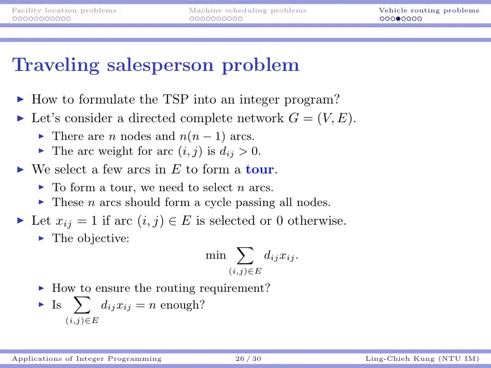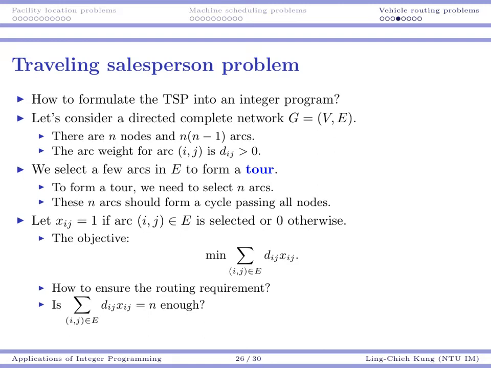And then for each arc, we have the given arc weight, which is dij, which is non-negative. I mean here in this case, let's say it's positive. We are talking about a directed network, so the distance from i to j and j to i may be different in general.